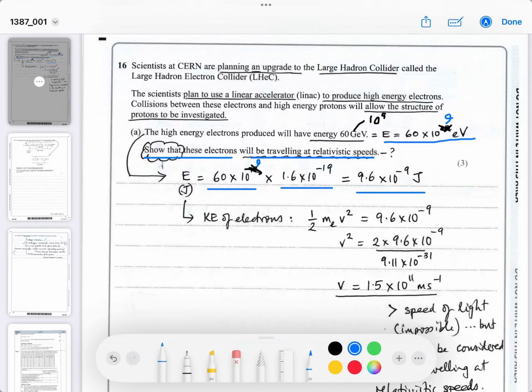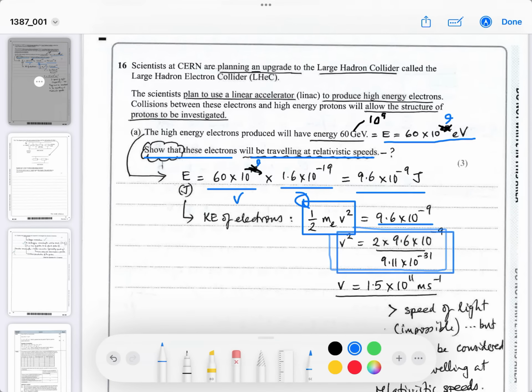Now, if you had that much energy in joules, and it all goes into the kinetic energy of the particles, which is half m v squared, then half m v squared will be equal to that. We know the mass of an electron from the data sheet, so you can look up the mass of the electron, and that allows you to determine that v squared will be this equation here. You can simplify it, and you will get an answer to two significant figures of 1.5 times 10 to the 11 meters per second.